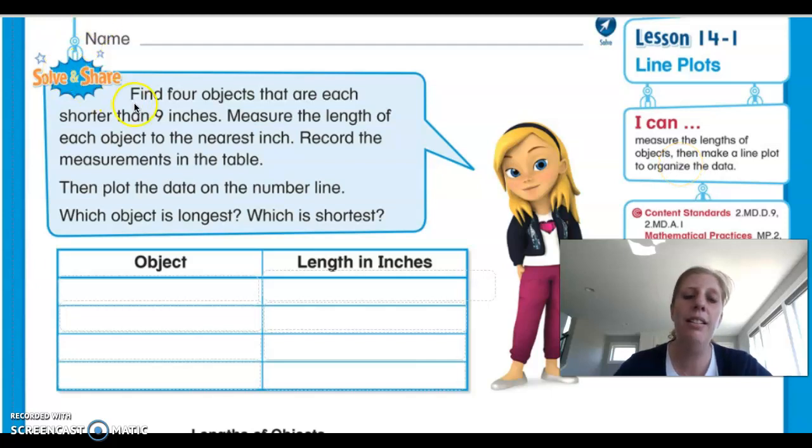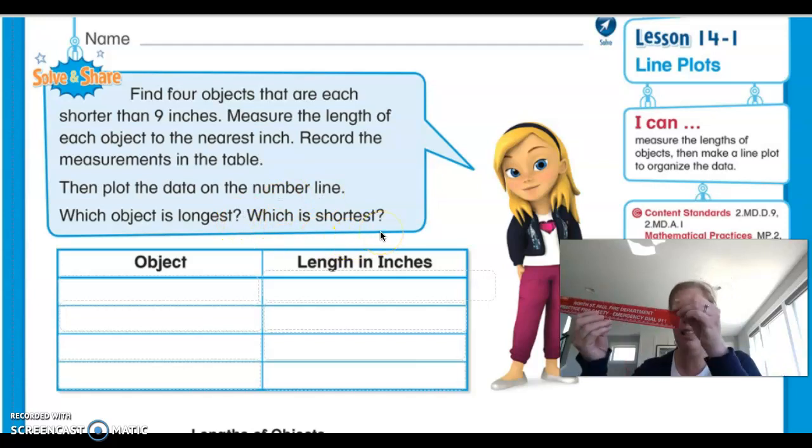Solve and share. Find 4 objects that are each shorter than 9 inches. Measure the length of each object to the nearest inch. Record the measurements in the table, then plot the data on the number line. Which object is longest, which is shortest?